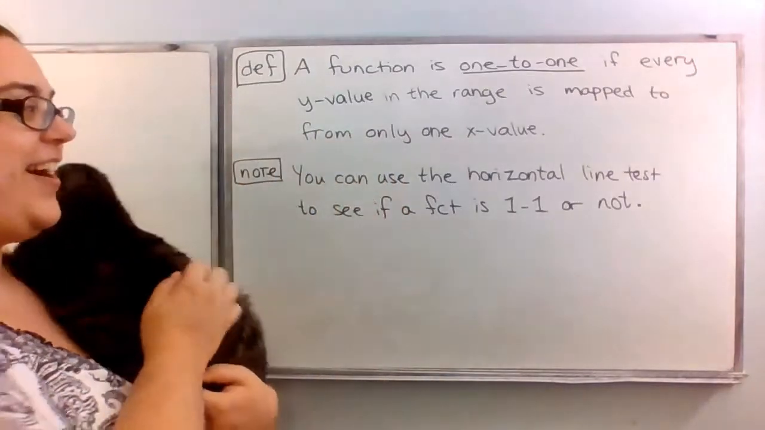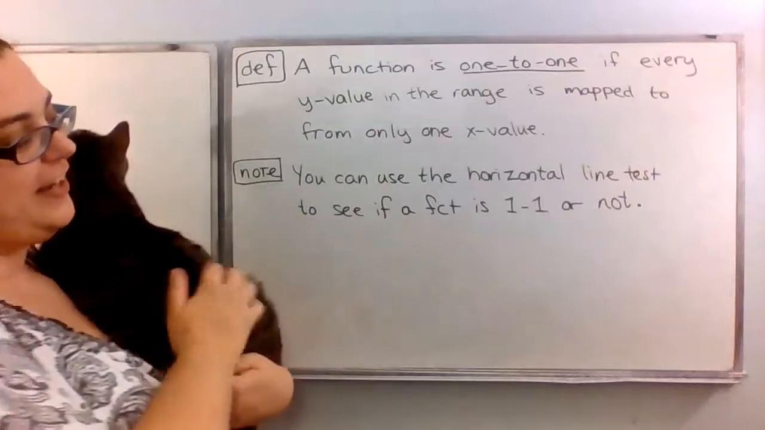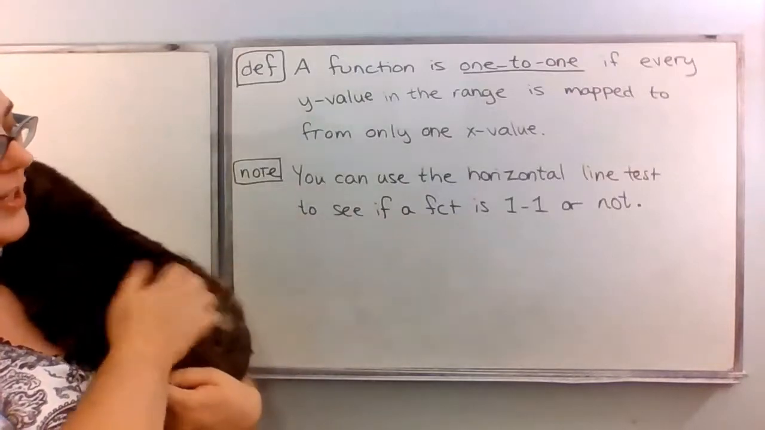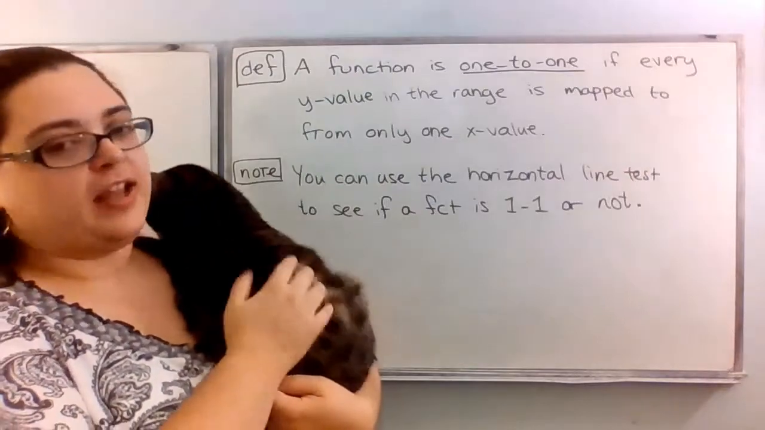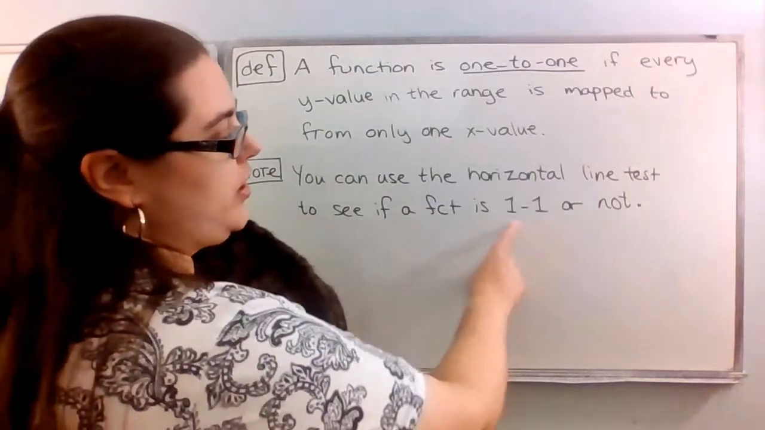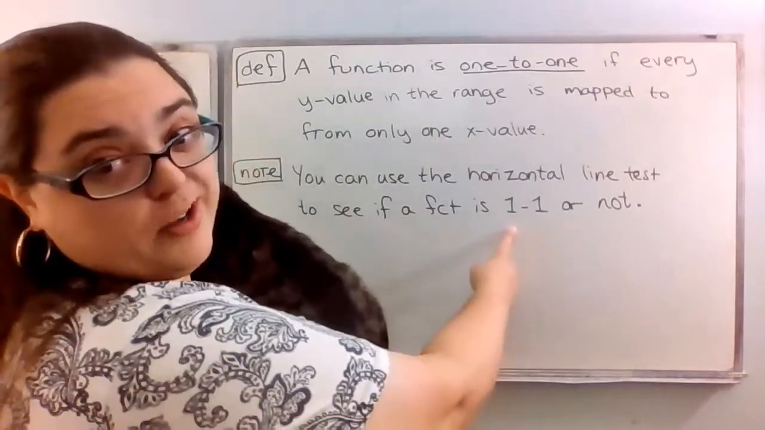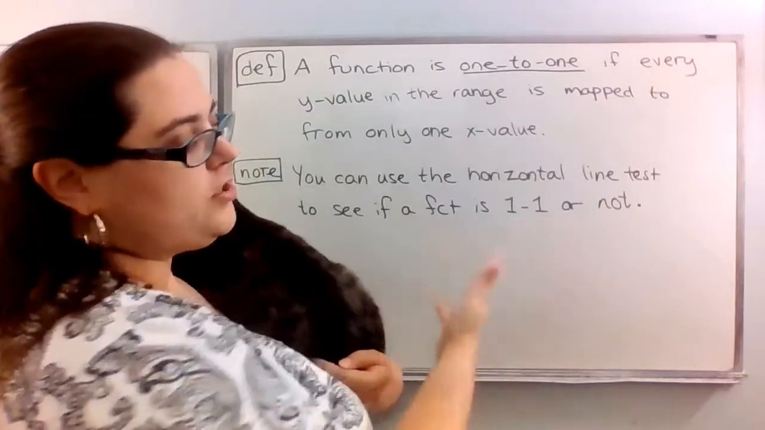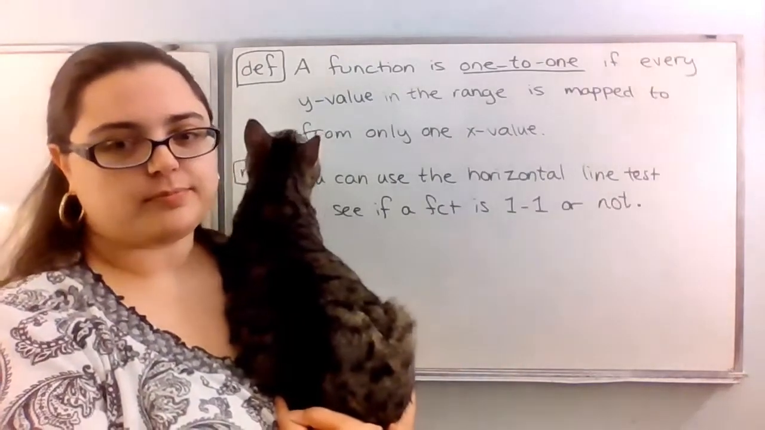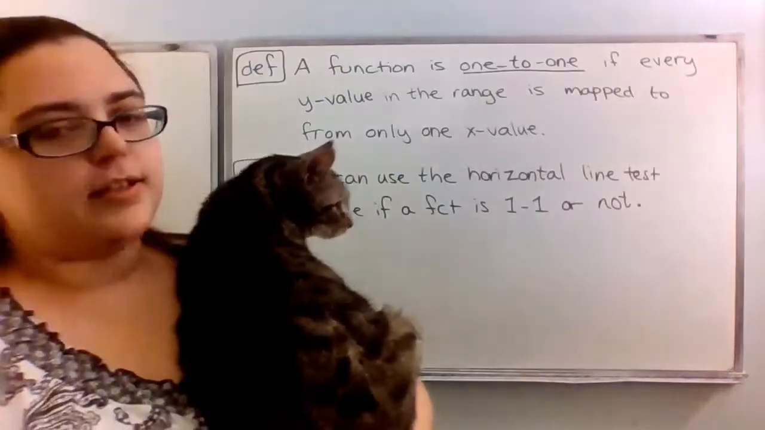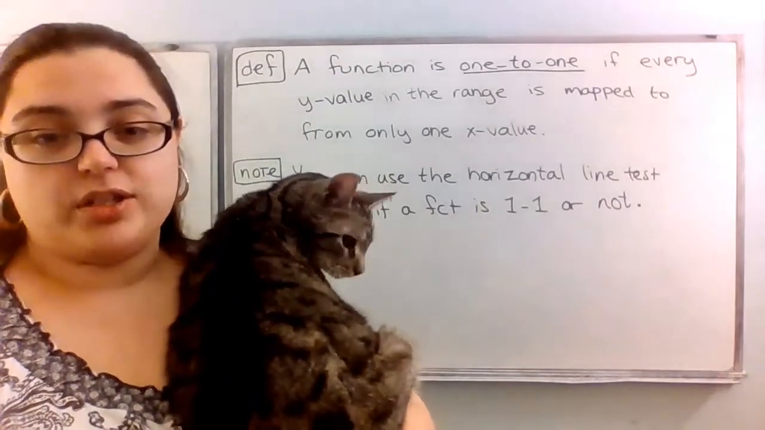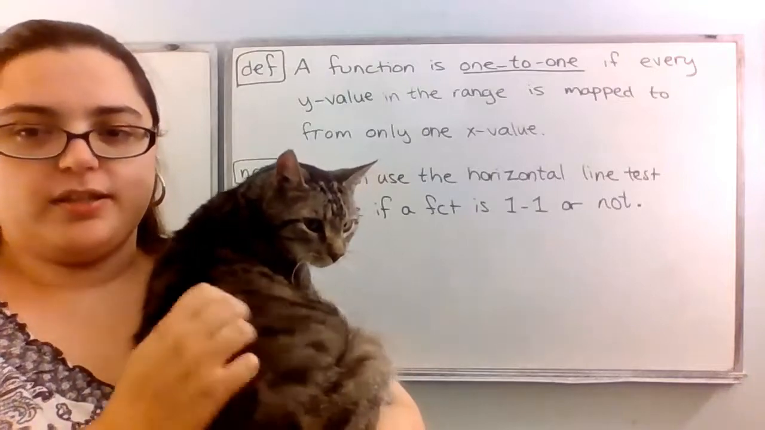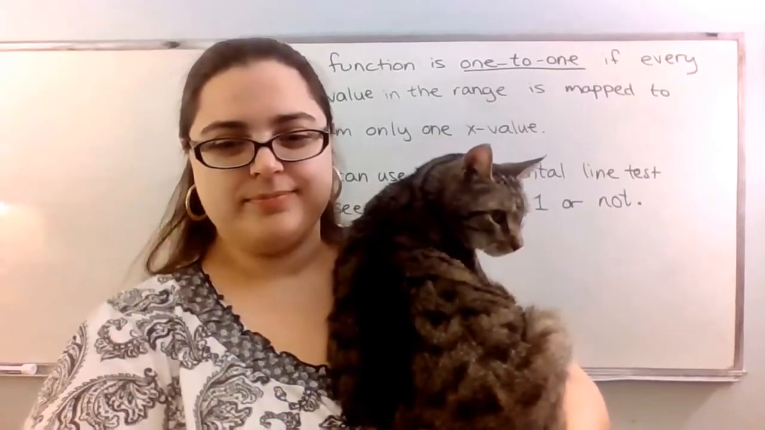Okay, so that's what this note here is saying. You can use the horizontal line test to see if a function is one-to-one or not. And incidentally, 1-1 is a shorthand for writing one-to-one. So 1-1 just means one-to-one. Let's do an example of checking to see whether a function is one-to-one by using the horizontal line test.